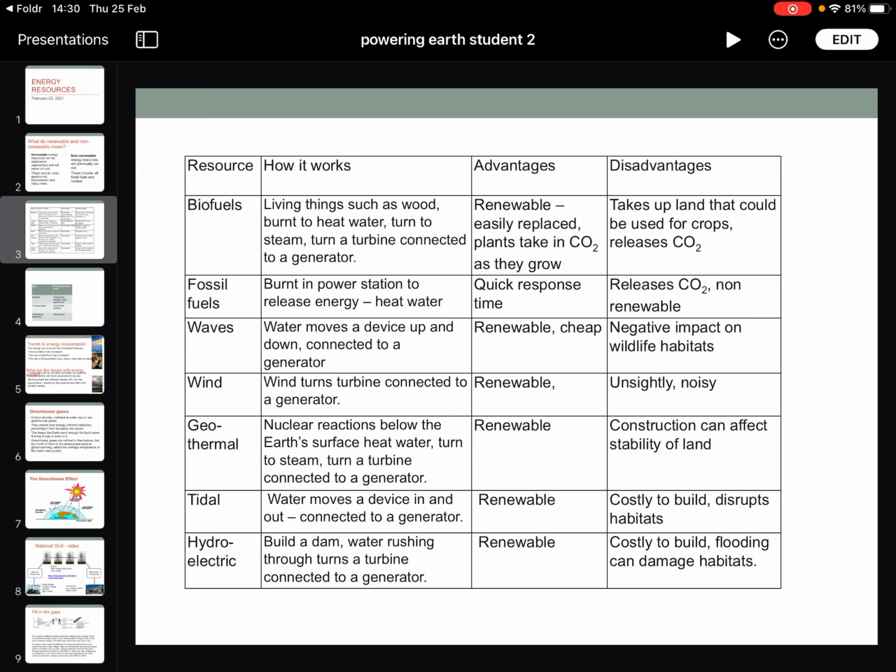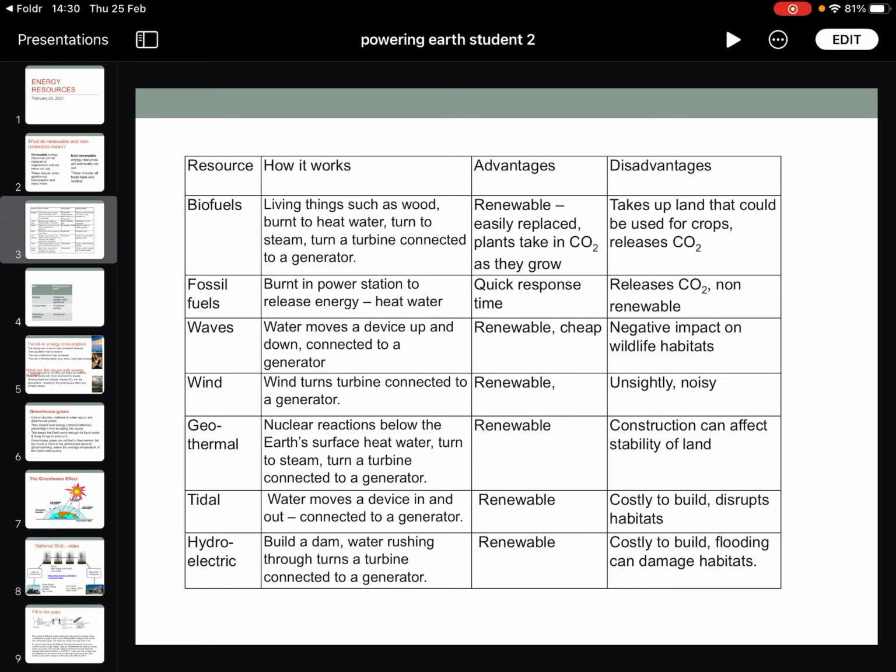Wind turns the turbine connected to the generator. Advantages: renewable. Disadvantages: unsightly, that's just a scientific word for ugly, and noisy. Geothermal. Nuclear reactions below the Earth's surface heat water, turns the water to steam, turns the turbine, turns the generator. Advantages: renewable. Disadvantage: construction can affect the stability of land. Also not available in every country.